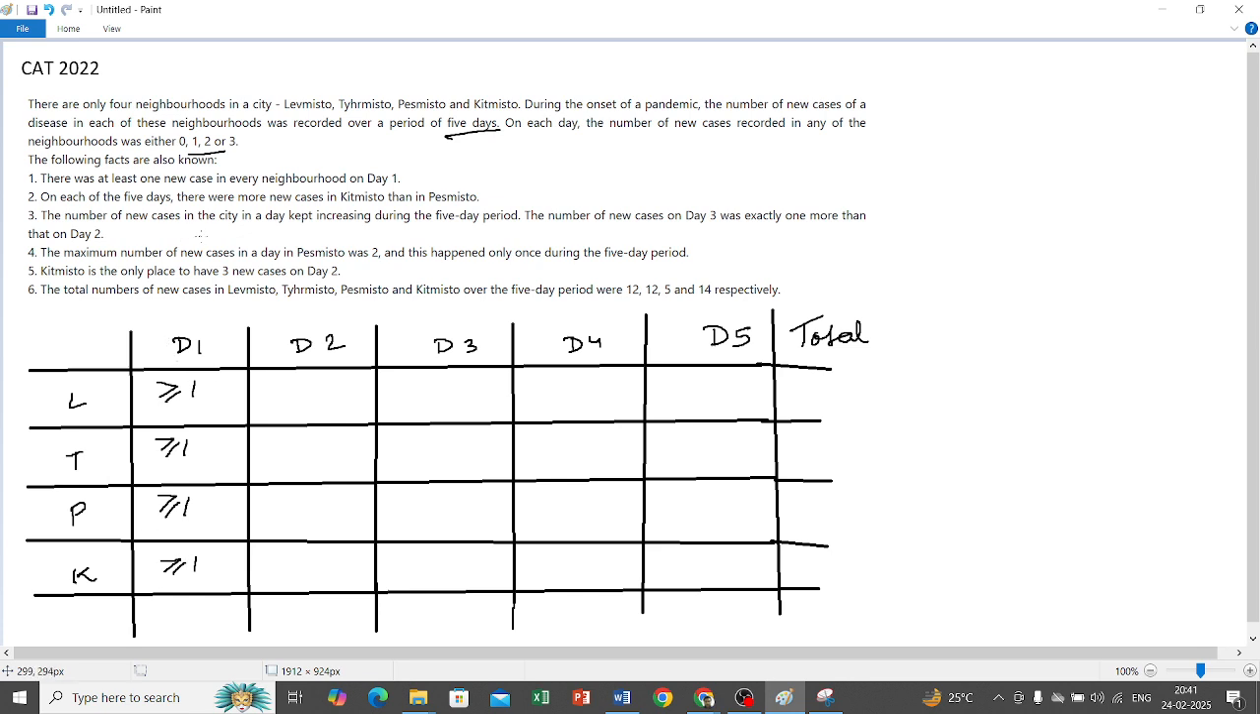Very good. On each of the 5 days there were more new cases in K than in P. That means in K, every day there were more cases than that of P. Now you see, if on day 1 P has number of cases greater than or equal to 1, then K will have number of cases greater than or equal to 2, because that is what information number 2 says: on each of the 5 days there were more new cases in K than in P. So if the number of cases on day 1 in P is greater than or equal to 1, that means on day 1 the number of cases in K should be greater than or equal to 2. Tell me, have you understood this part or not?